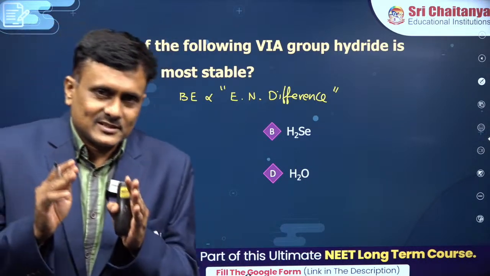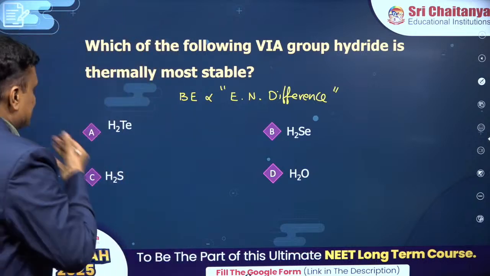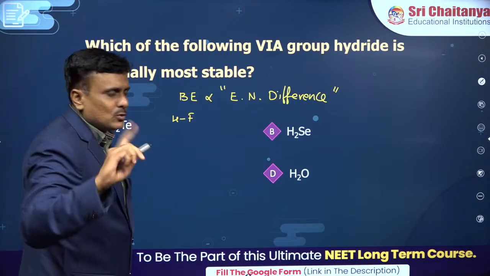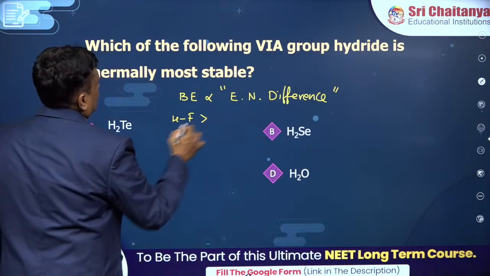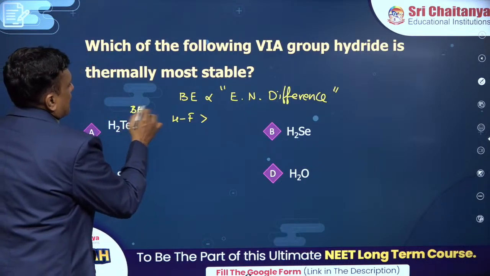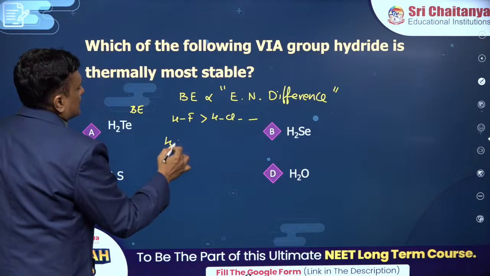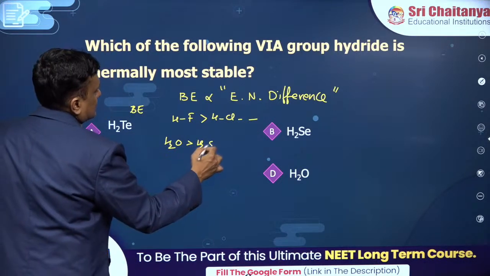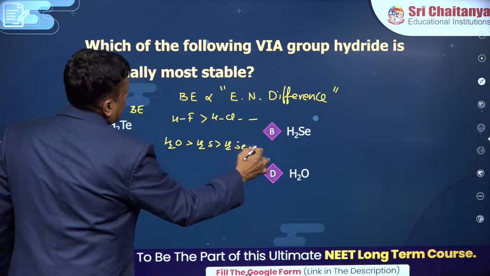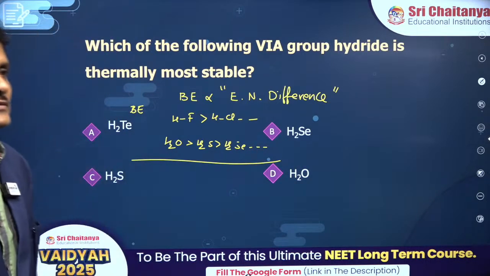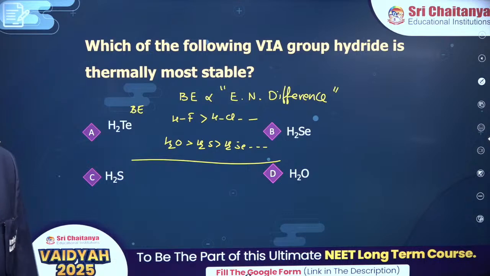More the electronegativity difference, stronger is the bond. So when you talk about the bond energy, we think sir HF has least bond energy. No buddies, HF has highest bond energy because their electronegativity difference is high. Similarly, H2O has high electronegativity difference, so we must say that H2O is stronger in bond, right?